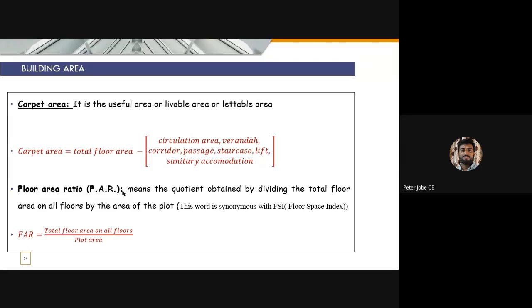That might be 2000 meter square, something around that. So floor area ratio is obtained by dividing the total floor area of all the floors of a building by the plot area, the plot where the building is situated. This is known as floor area ratio. So just a basic definition.